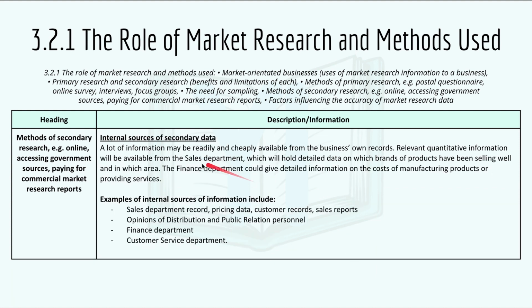Then we have internal sources of secondary data. A lot of information may be readily and cheaply available from the business's own records, and relevant quantitative information will be available from the sales department, which will hold the detailed data on which brands of products have been selling well and in which area. Whereas the finance department could give detailed information on the cost of manufacturing products or providing services.